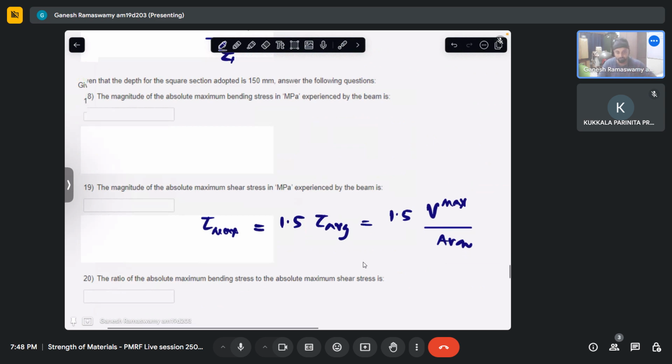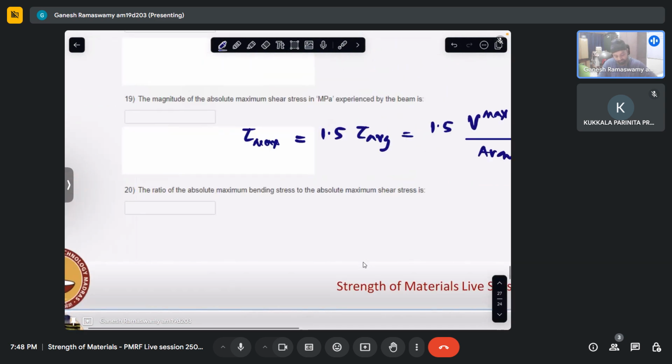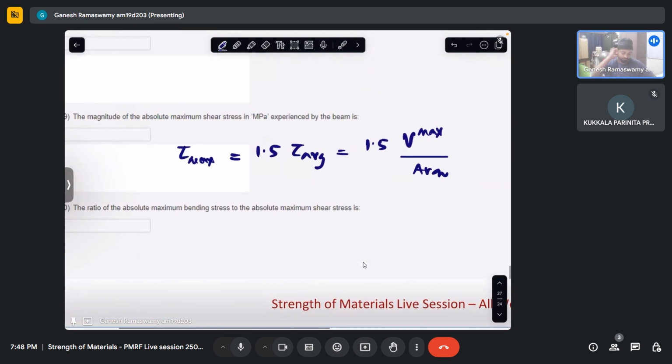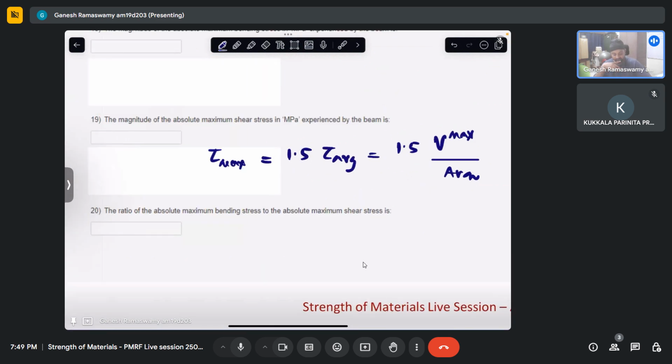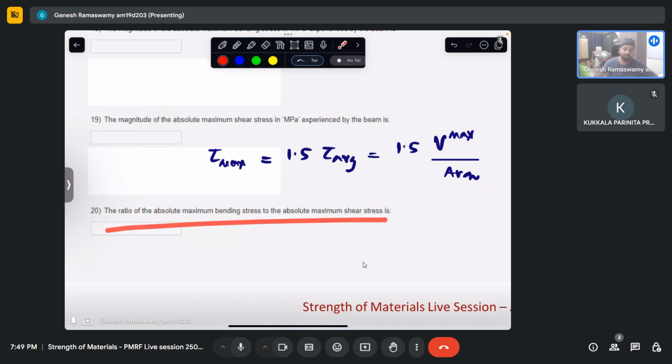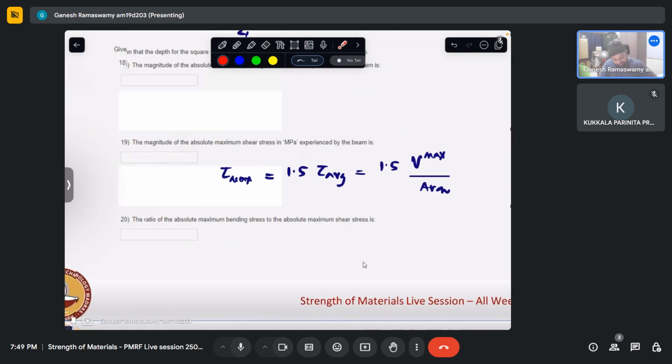What is the ratio of the absolute maximum bending stress to the absolute maximum shear stress? So we just need to provide a ratio of these two. The idea behind asking this is so that the people who are solving this understand and reflect on how big the bending stress is compared to the actual shear stress. So I encourage you to solve this for yourself and see how much it will come out to be.